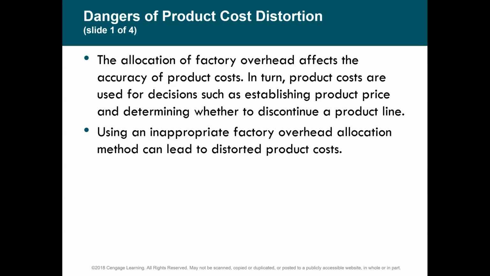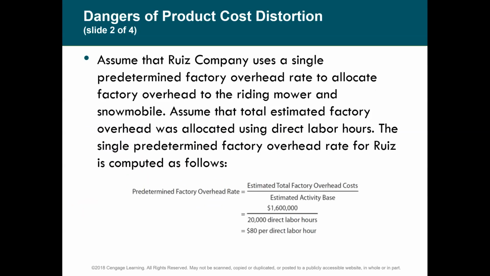Okay, we're almost done here. Why this is important is because the allocation of overhead affects product cost. And, right or wrong, we use these costs for decisions like establishing price and also whether to just get rid of a product line because we think we're not making money on it. So if you're allocating overhead according to something that doesn't make sense, then those decisions may not be quality decisions. You might be getting rid of a product that you're really making money on. So using the wrong method can really distort product costs.